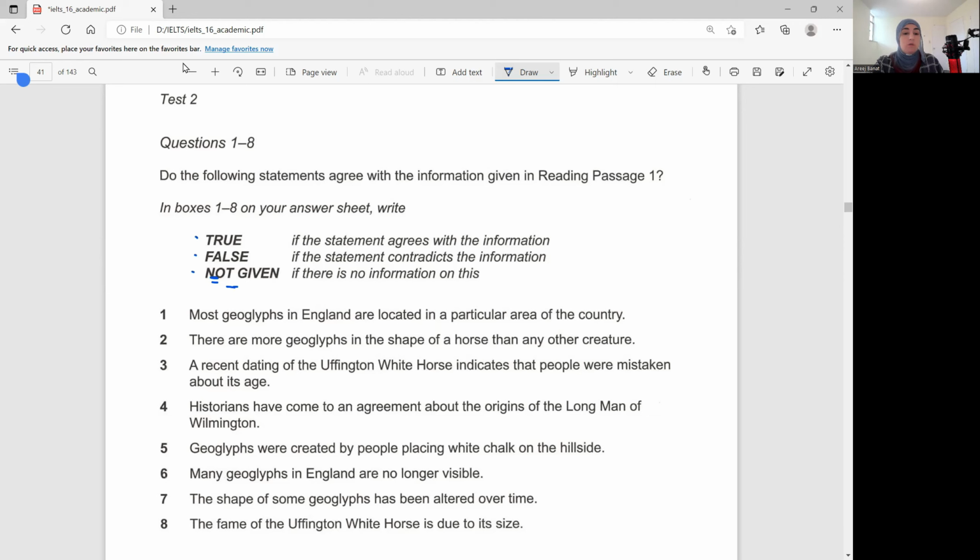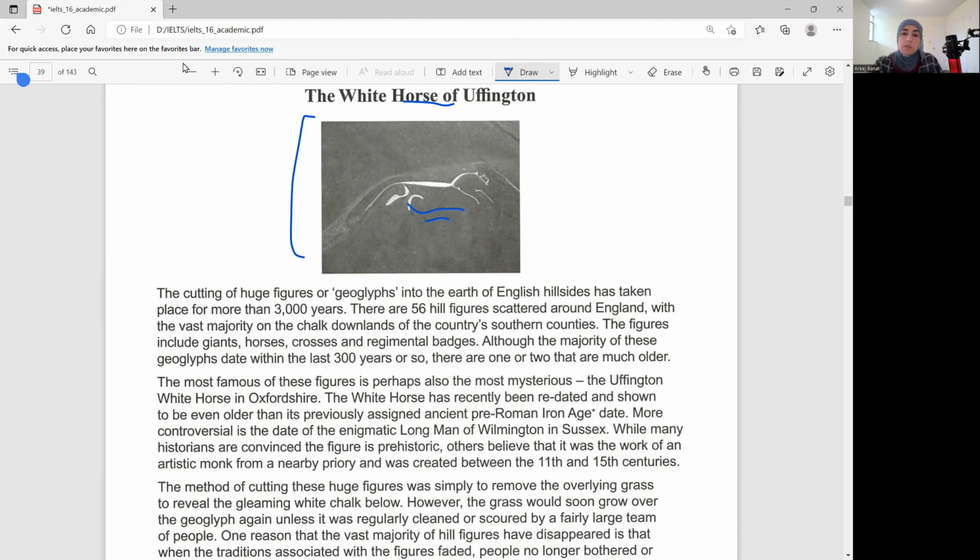I read the question. Most geoglyphs in England are located in a particular area of the country. So I just underline most geoglyphs, sorry, I just mispronounced it a minute ago. So I go back now to the passage to find this information. I usually start at the beginning, from the first paragraph. I go through it very quickly. I found the keyword geoglyphs, and I want to see whether it was in England.